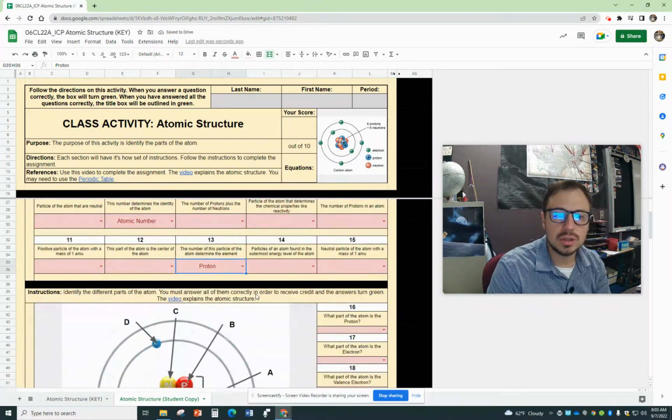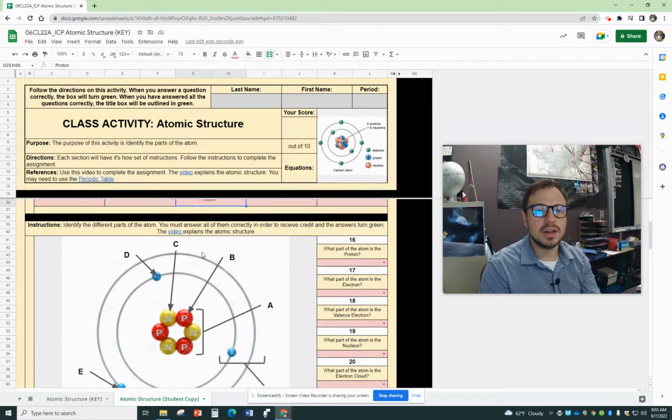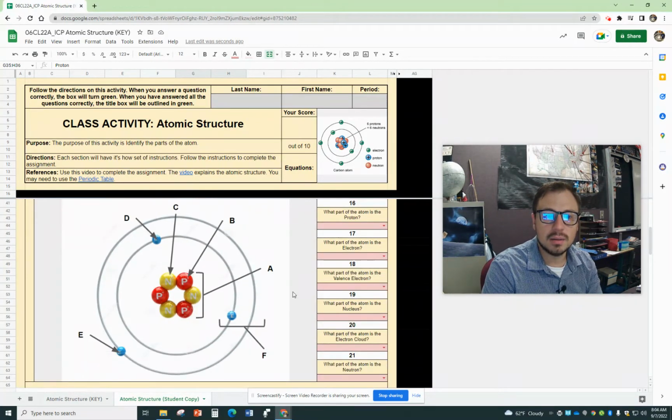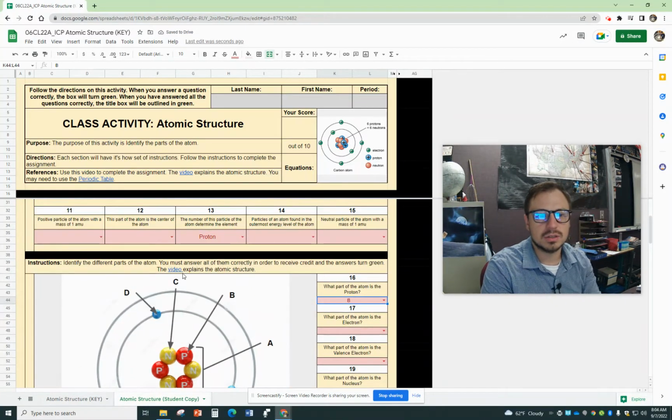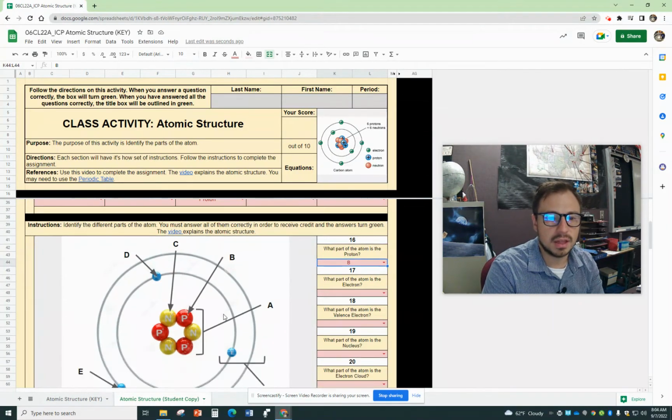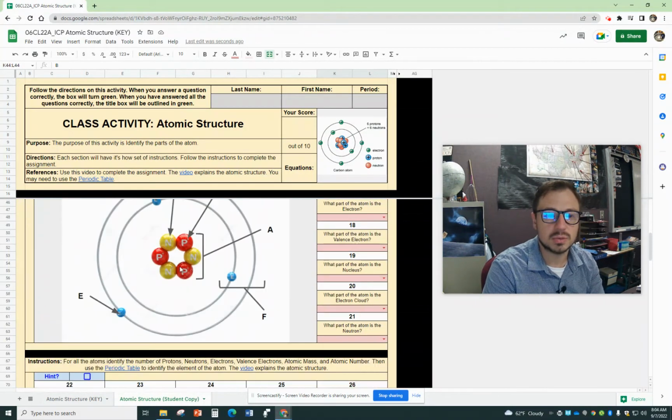All right, so now let's do the section below this one. So identify the different parts of the atom. You must answer them all correctly in order for it to turn green and for you to get the points. So let's just do a couple of them. Like the first one, what part of the atom is the proton? So I'm looking at the ones. Well, it's going to be B, right? The answer is going to be B. That's the proton, right? So there is a video up here that does explain it. It's the same one from the top section, but it also describes the different parts as well.